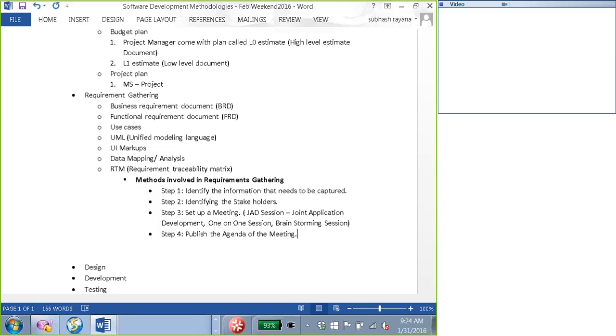There's a lot going on in the project, and when somebody is attending the meeting, they have to be prepared to give you answers. So publishing the agenda of the meeting is one of the most important aspects.